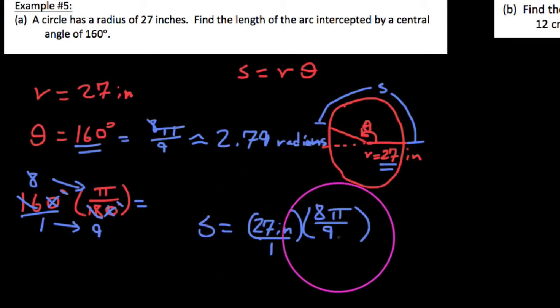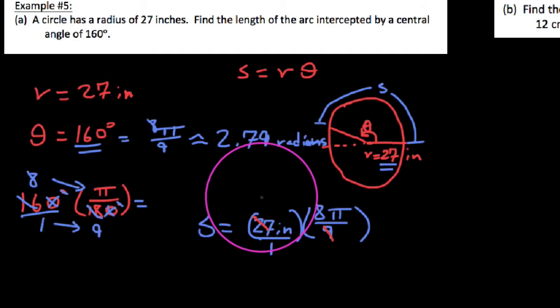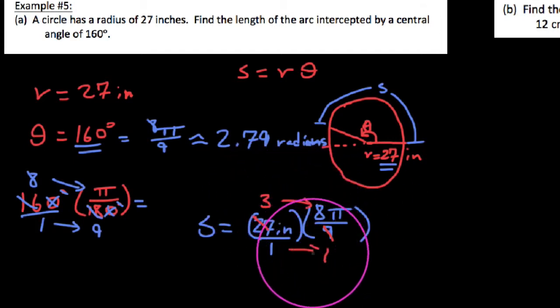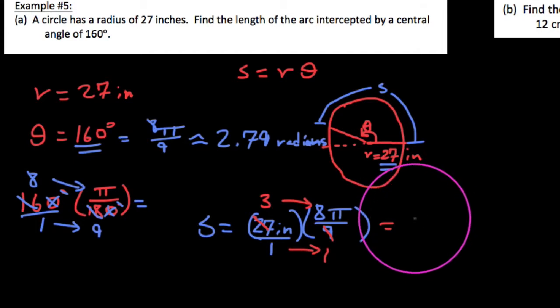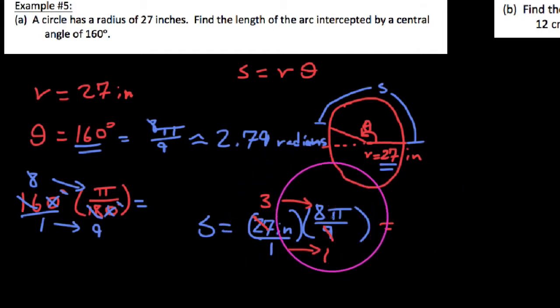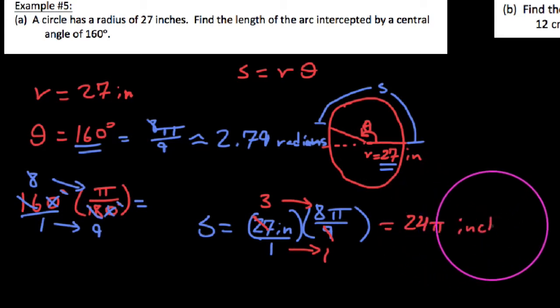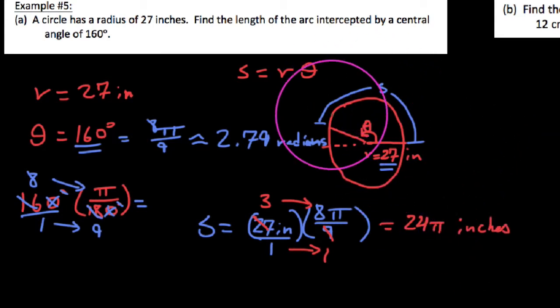I actually noticed that 27 and 9 share a common factor of 9. So dividing both of those by 9, we get 3 here, and this would become 1. I don't think any other reduction can occur. Then how many total inches do we have here? We have 3 inches times 8 pi. This would be 24 pi inches would be the distance of this arc right here.